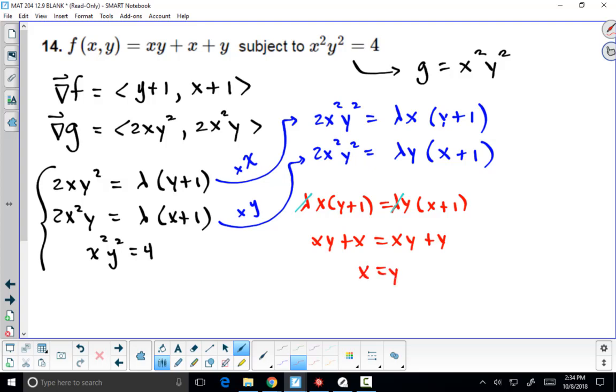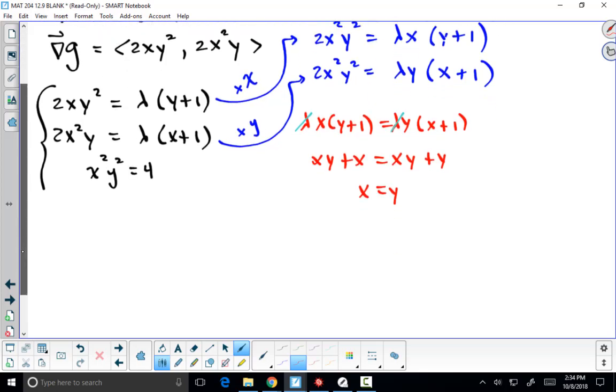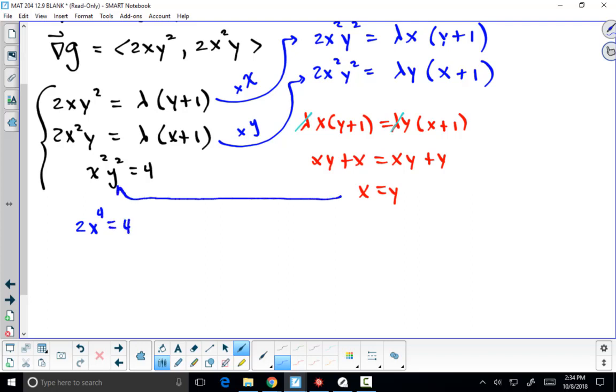I agree. So now we have two xy equations. The top two equations boil down to one xy equation, and then the constraint curve is always an xy equation. So now we have two equations with x and y, and we plug one into the other. So we're going to have x equals y, so we're going to have 2x to the fourth equals 4. We're going to plug that in right over here.